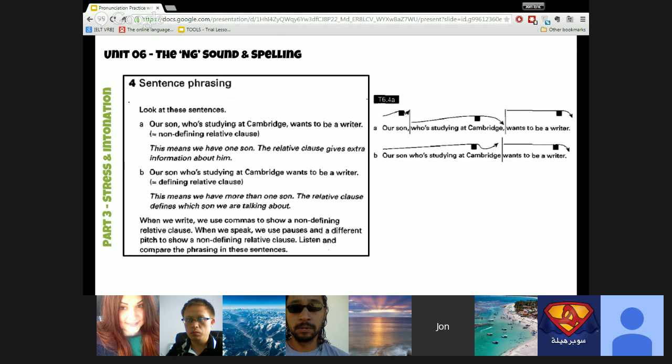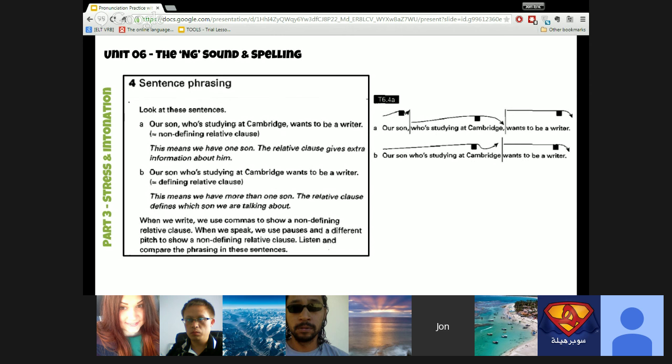So no, class, I don't think it's good enough. No, I don't think it's good enough, but that's okay. It's very good. Because of the "who's studying at Cambridge," you dropped your voice. That's the main defining characteristic of the sentence. The extra information is given lower than the rest. So it sounds good. Okay.